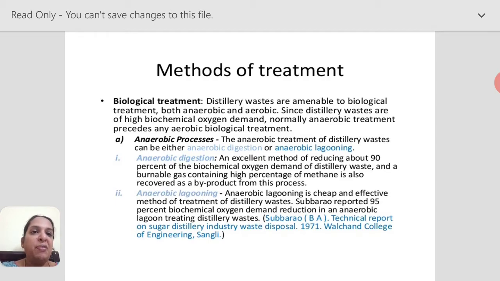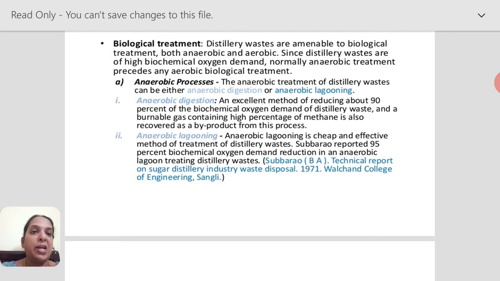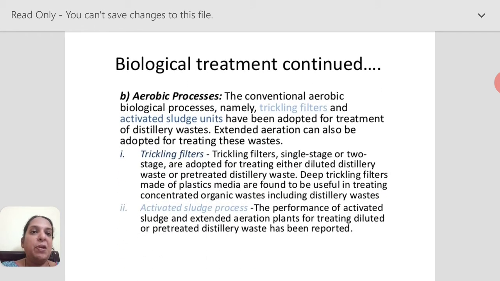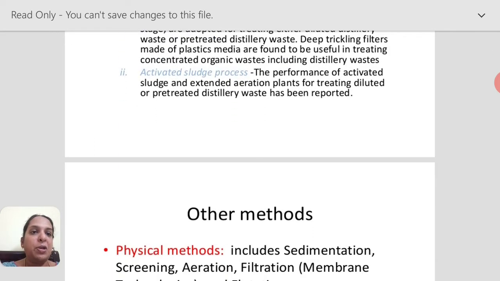If we are going for anaerobic lagooning, this is the cheapest one, but the only thing is we should have sufficient land for this lagooning process, and research shows that even 95% biochemical oxygen demand removal can be achieved in this anaerobic lagooning. Apart from that, we can go for aerobic processes like trickling filters and activated sludge process, but extended aeration can also be used. However, this is found to be costlier than the anaerobic treatment process.